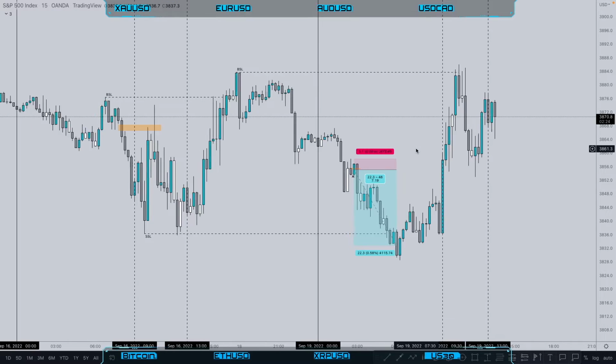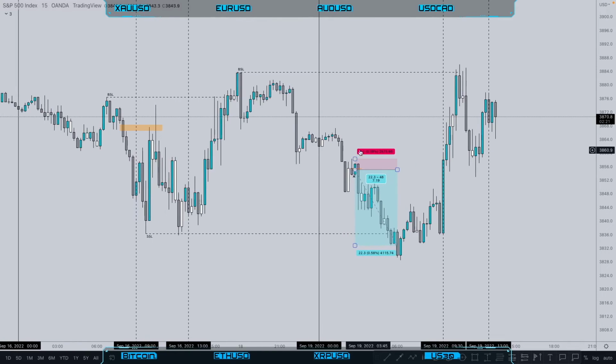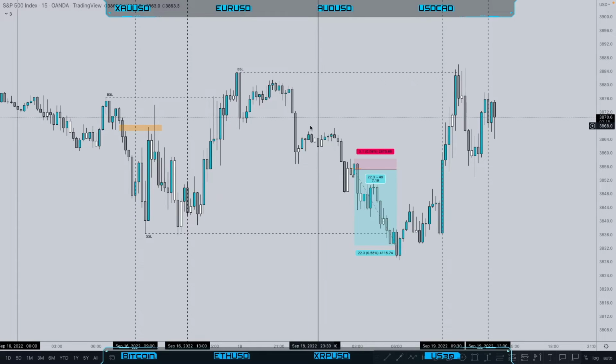So this was the area where we took buys in order to take out these relatively equal highs. And shout out to the team for catching these setups, right?